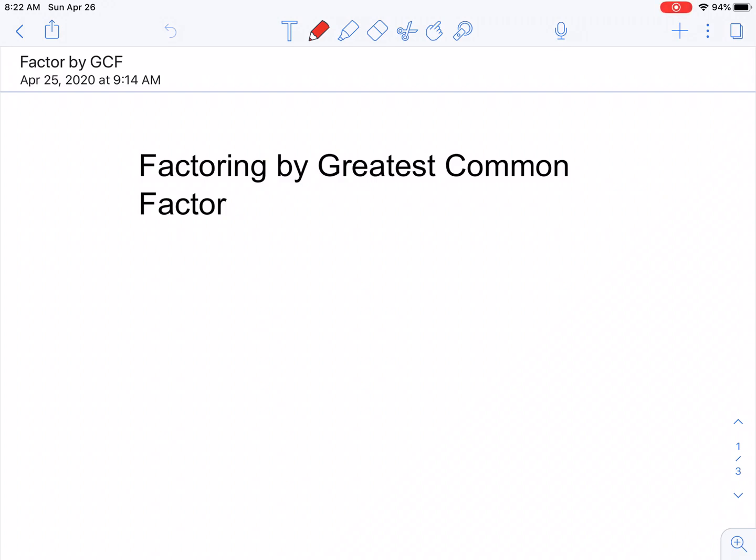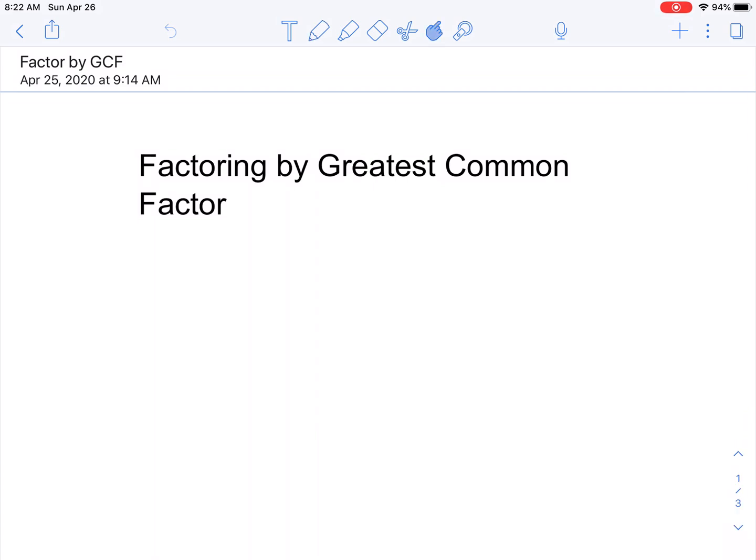Hey everybody, so this week's lesson is going to be about factoring by greatest common factor. It's the first step of factoring, and over the next few weeks we're going to look at different forms of factoring and how to go about doing that.